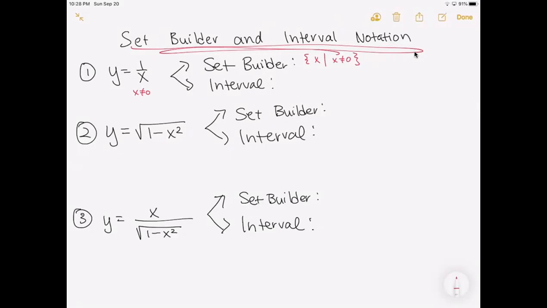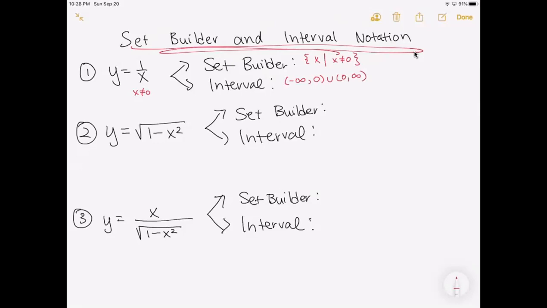For interval notation, as I just mentioned, we're doing all real numbers except 0. So I'm going to use regular parentheses: (-∞, 0) union (0, ∞), because we're including numbers that are very close to 0, such as -0.1 or positive 0.0001, and so on.